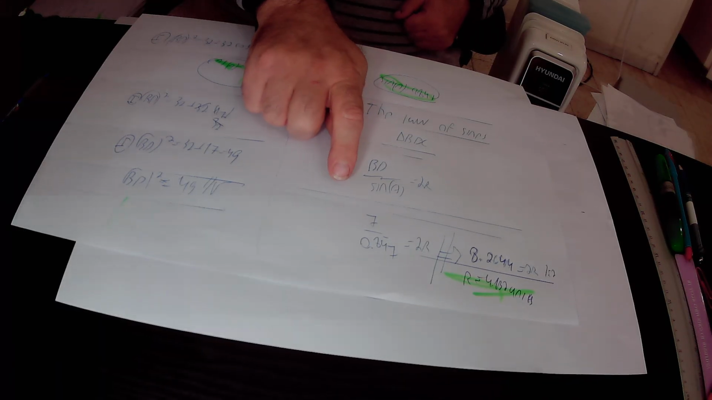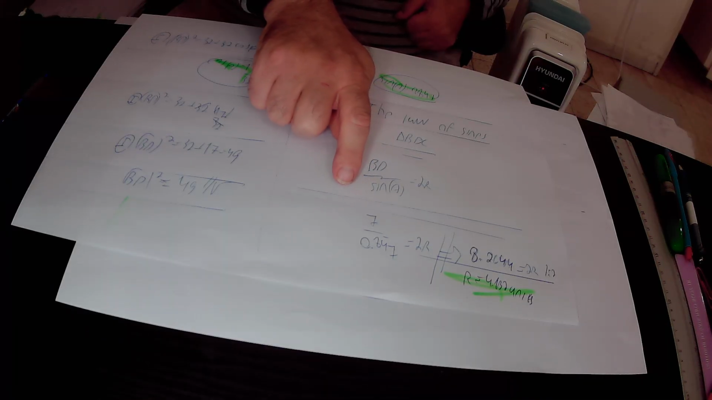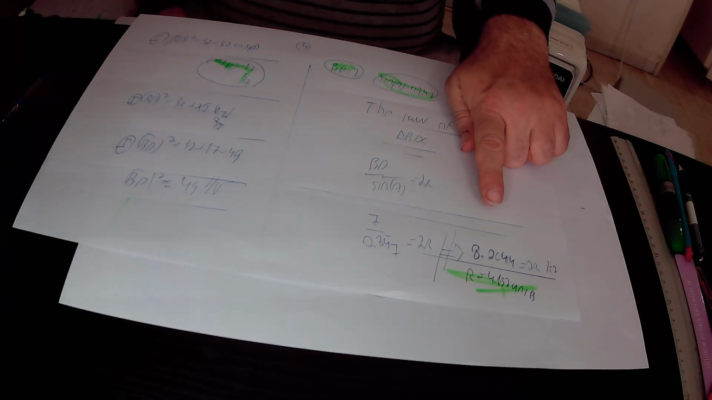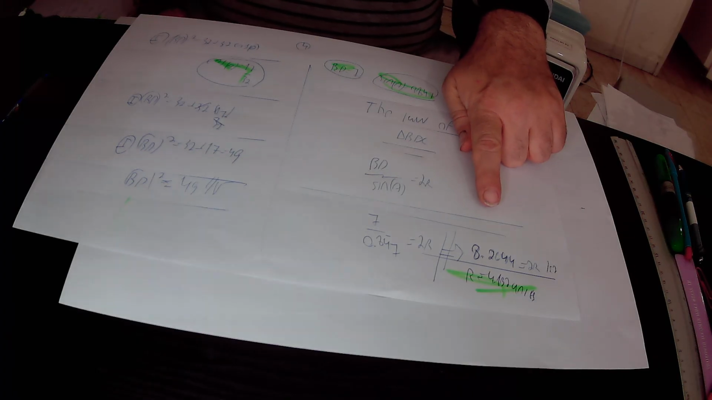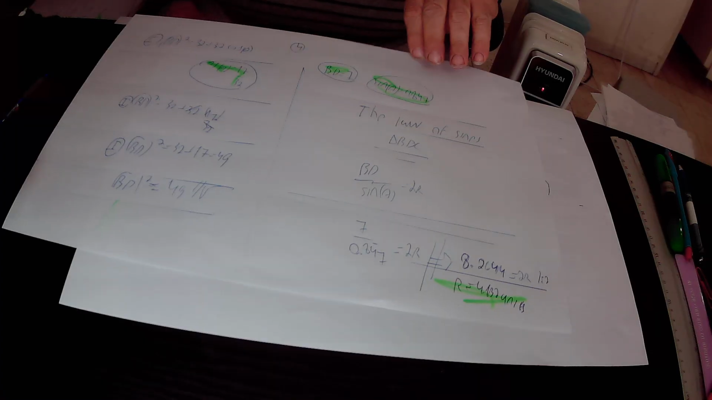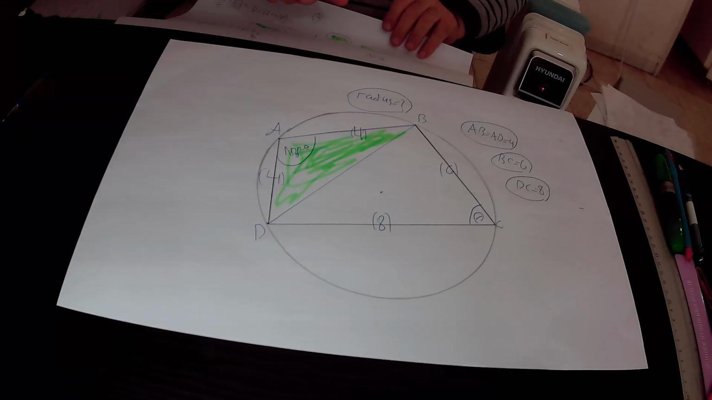BD is 7, and sine theta is 0.847. 7 over 0.847 equals 8.2644. So in total, we found that 8.2644 equals 2R. Here we divide this equation by 2 and find out that R equals 4.132 units. Because again, the radius of this circle, R, equals 4.132 units.